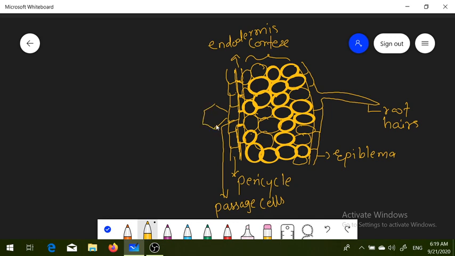Then the root system has the radial type of vascular bundle. The radial type of vascular bundle means xylem alternating with the phloem. This type of arrangement is generally seen. The pericycle is in contact with the protoxylem, and the protoxylem is in contact with the metaxylem.